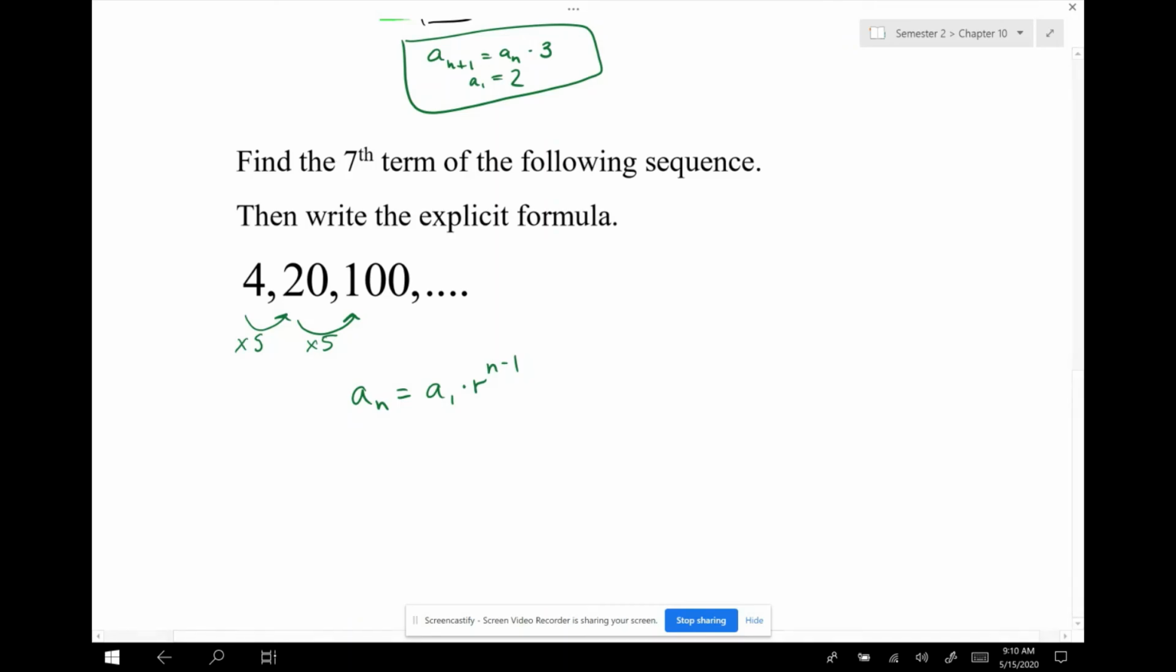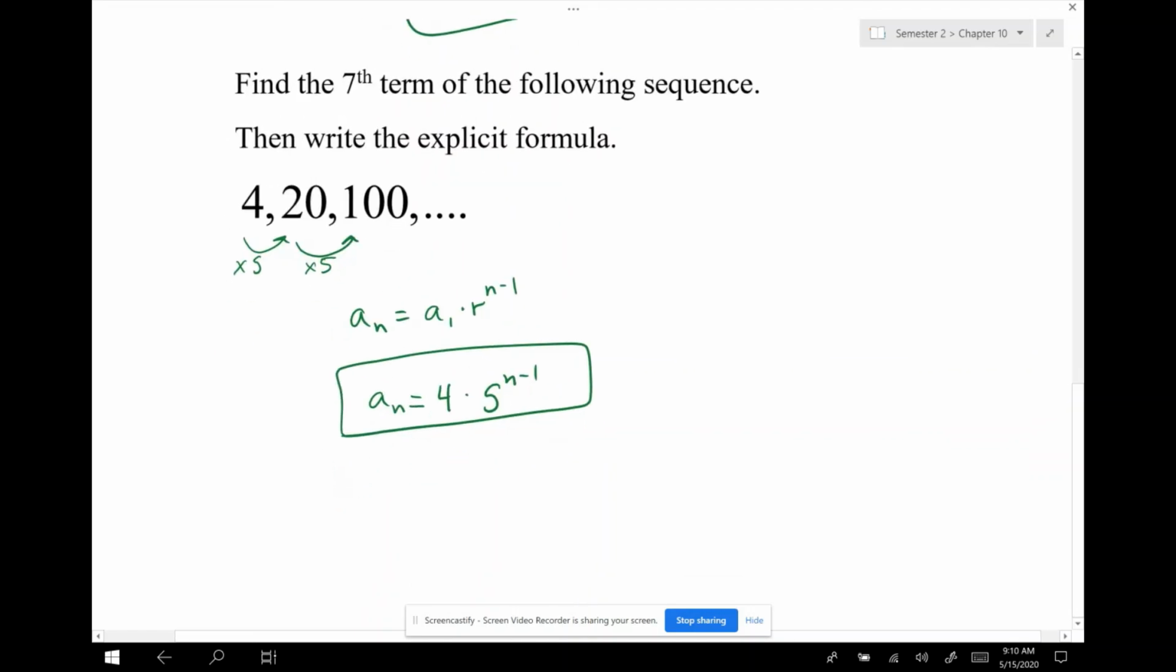You could use the recursive form, but to find the seventh term using the recursive formula, you would have to know the sixth term. And to know the sixth term, you'd have to know the fifth term, and so on, so on, so on. So it's like, what's the deal? Why do that? However, there are patterns in life where the recursive formula is a lot easier to use, like the Fibonacci sequence. So there's our explicit formula.